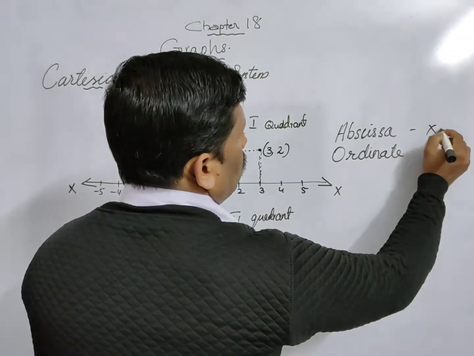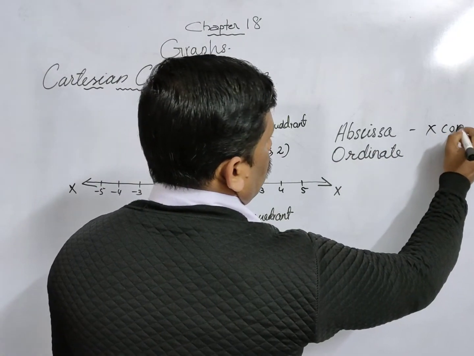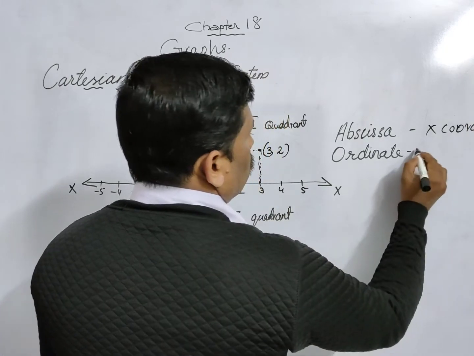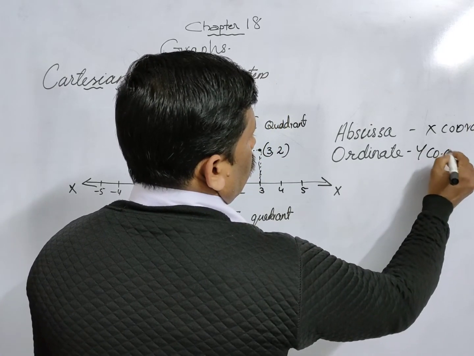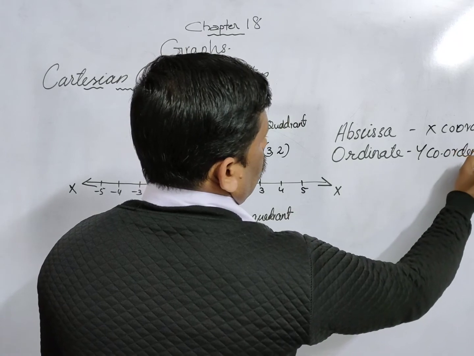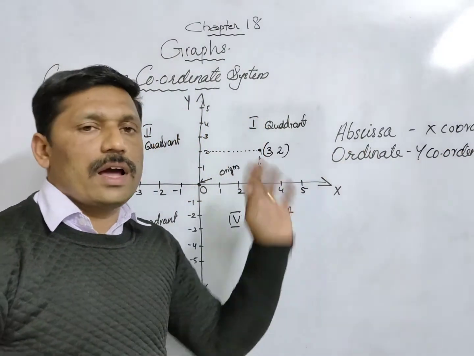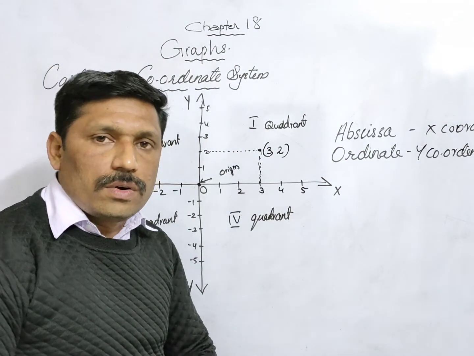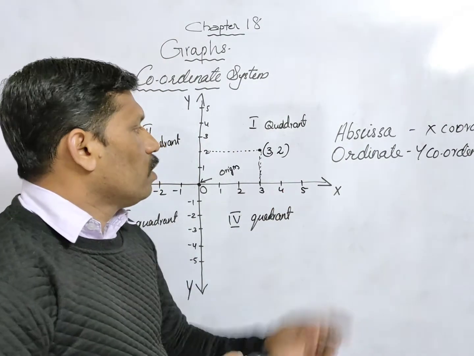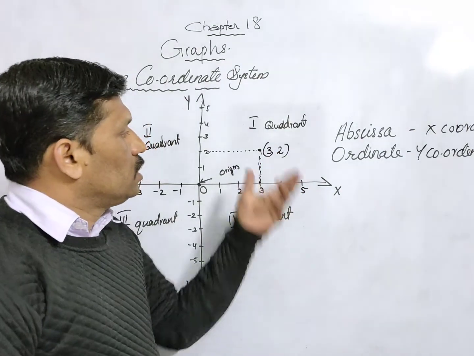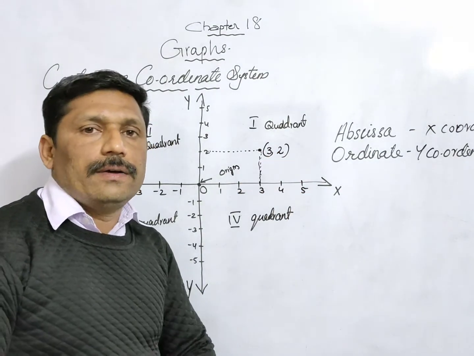This is x coordinate and this is y coordinate. X coordinate is known as abscissa and y coordinate is known as ordinate. Always we write x coordinate first and y coordinate next. This is known as an ordered pair.